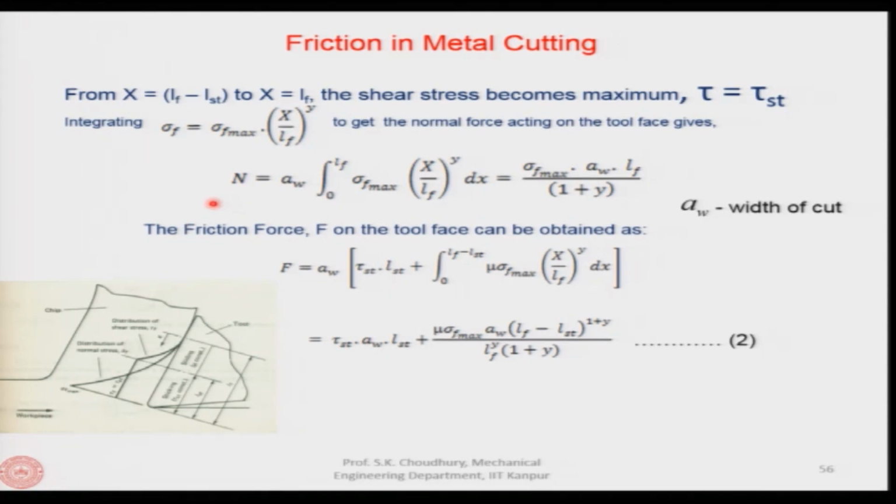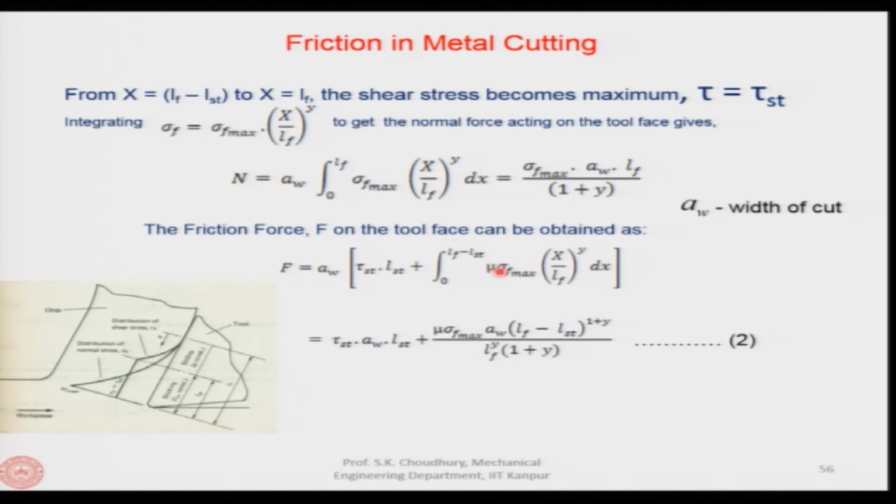Similarly, we can get the friction force, and it can be obtained if we take the summation of this and this. That means, here it is constant tau ST. So, tau ST L ST into A w, A w is the width of cut, plus we are integrating this, and to get the area under this curve, this will be from 0 to LF minus LST, all right, from here to here, and we are integrating this curve.